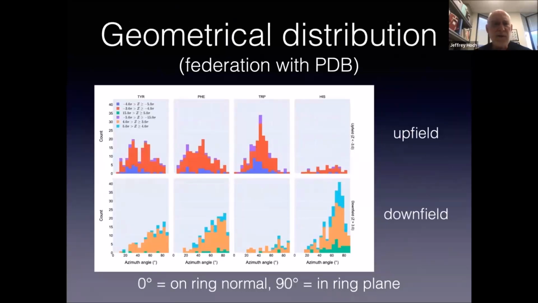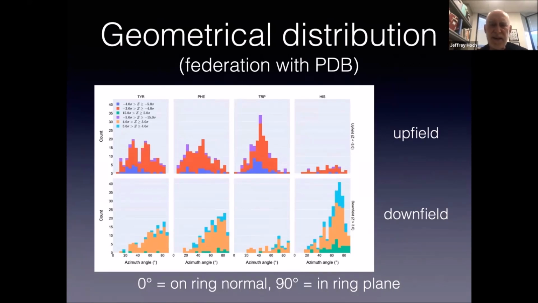To take another closer look, and again, this is a federation of the data in the BMRB with the corresponding structures in the PDB, here we can take a look at what we're calling the azimuth angle, which is just the angle between a vector aligned with the center of the ring, normal to the ring plane, and the vector between the ring center and the amide protons. So if it's directly above the ring, the azimuth angle would be 0. If it's in the ring plane, this azimuth angle would be 90 degrees.